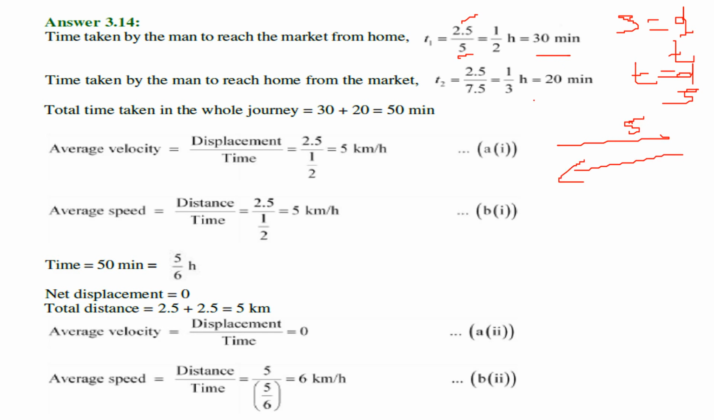Now when he is returning back, the distance remains the same, but the speed increases to 7.5. It will be 1 by 3 hours, that is 20 minutes. So what is the total time? This 30 minutes plus 20 minutes, which is 50 minutes.